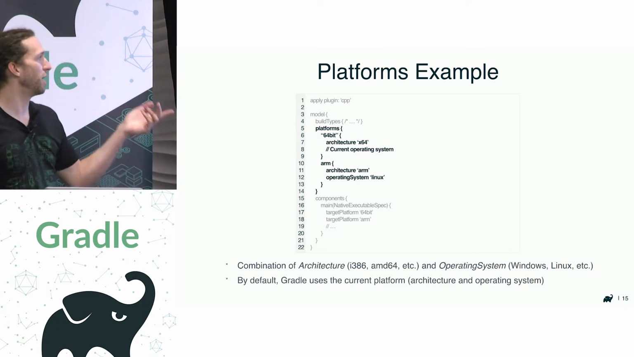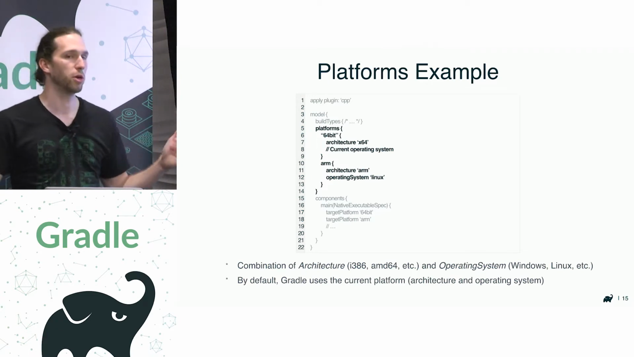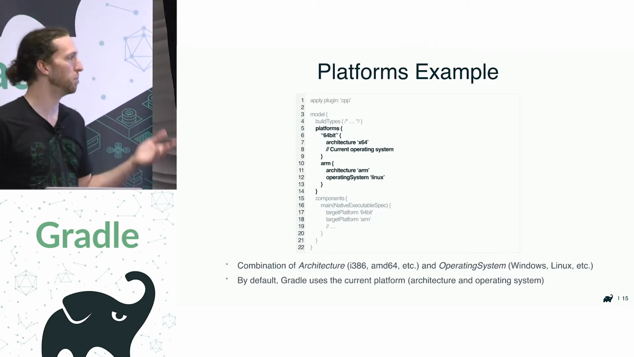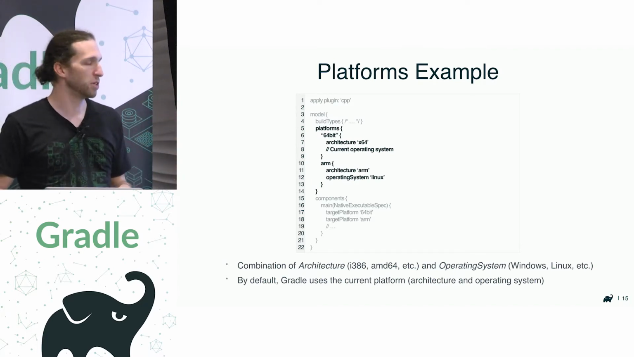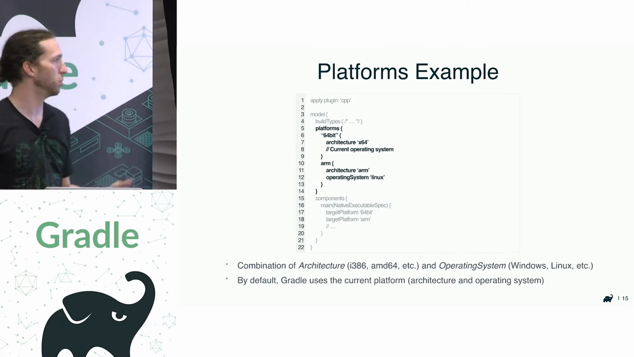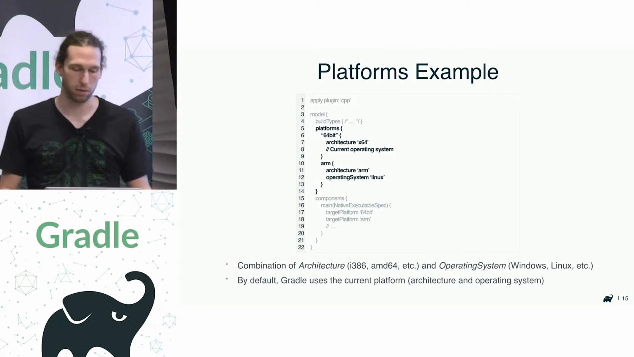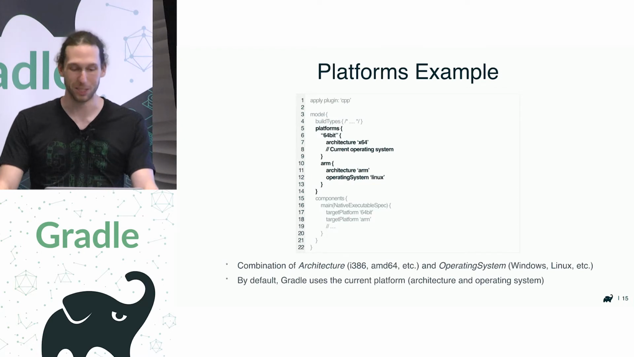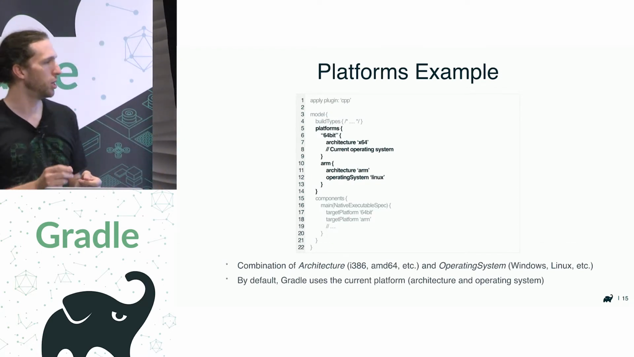So in this example, we have 64-bit. We specify the architecture to be x64. For the operating system, we don't specify any, so it will be the current system that you are invoking Gradle on. And then for the other one, we're specifying an ARM platform, so architecture ARM and operating system Linux. It's kind of like cross-compiling, or if you run Gradle on ARM, which I don't think is done, but whatever, it's doable.